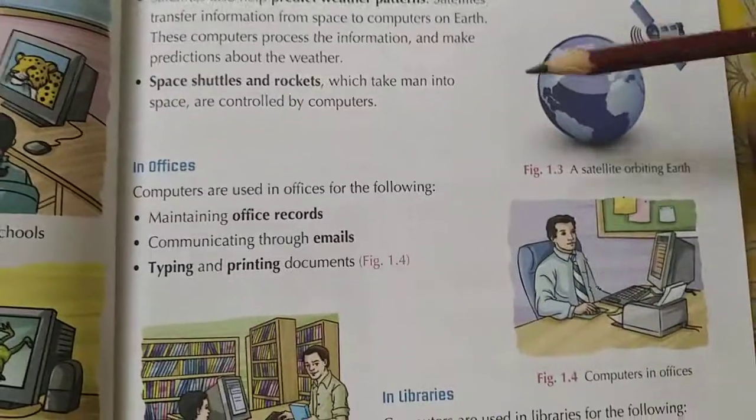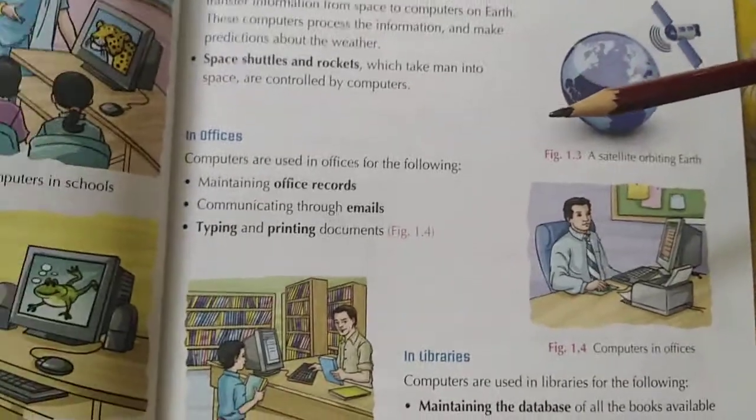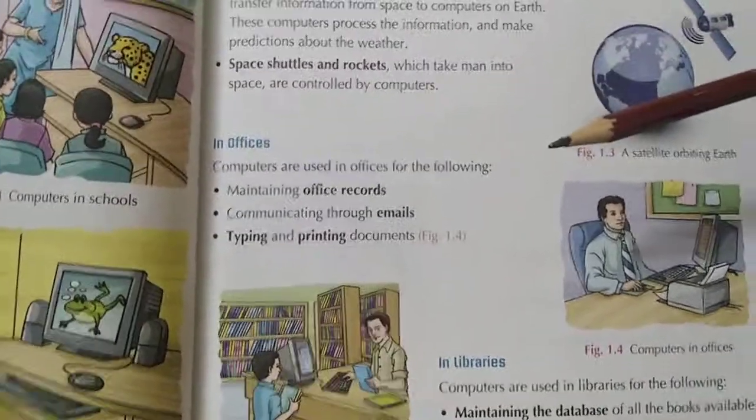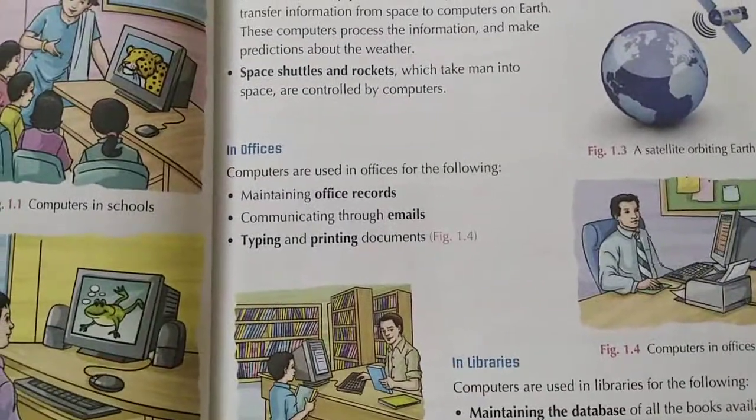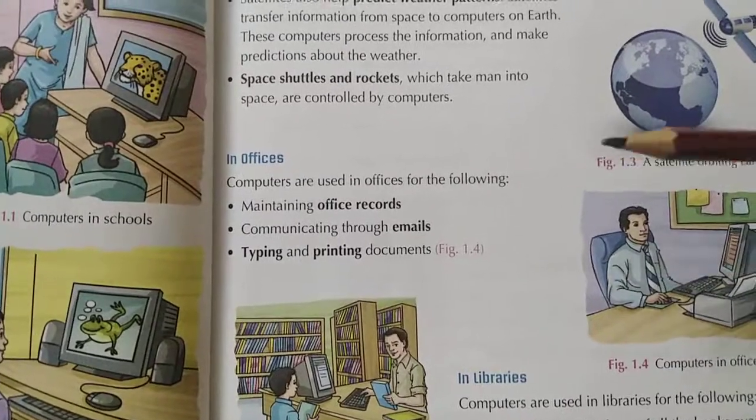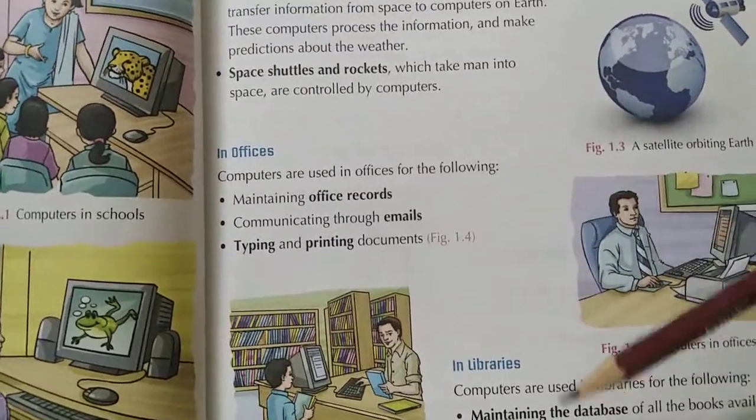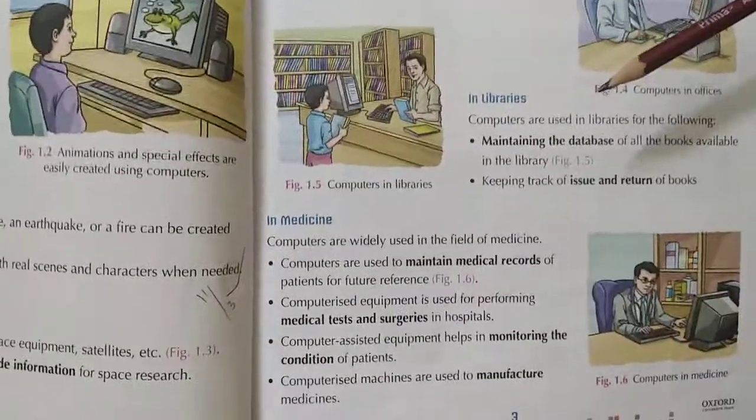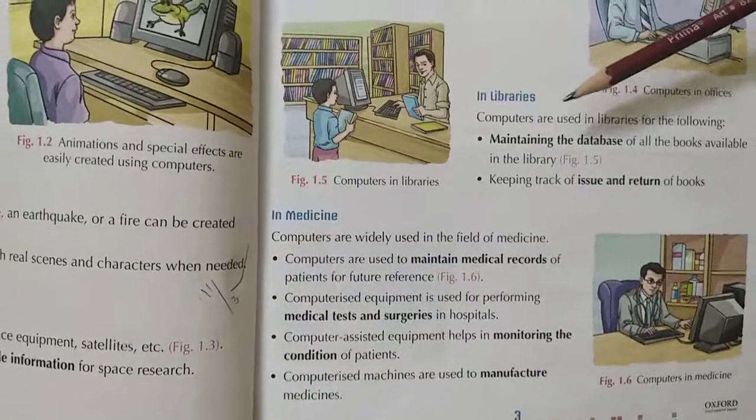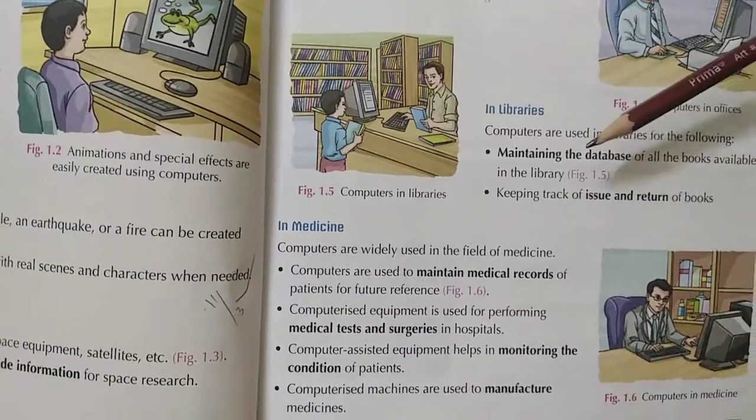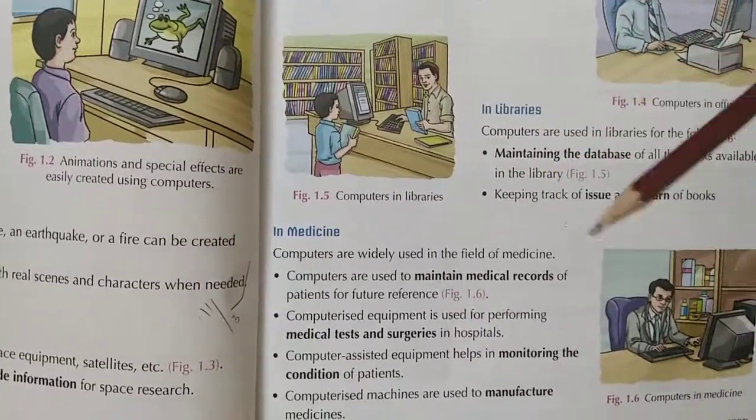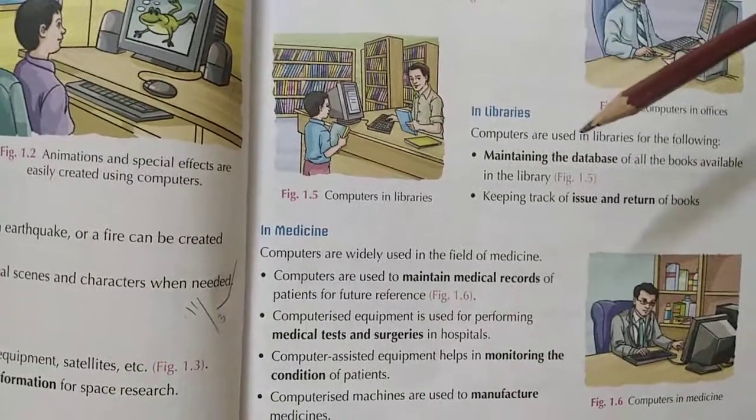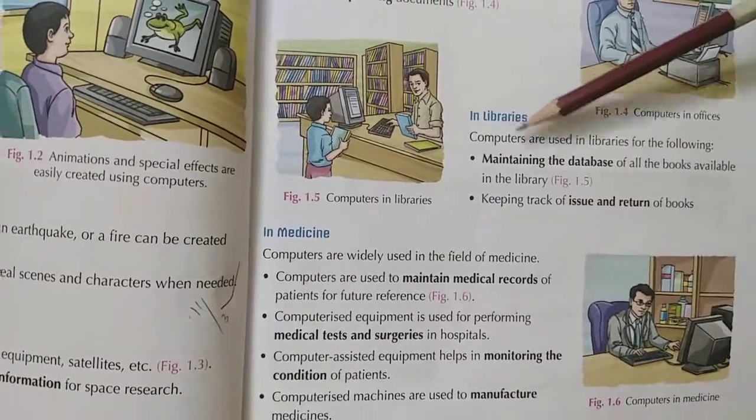Okay, then another use of the computer is in our offices, to do the same things we use the computer for at home. For example, we can maintain records, we can print something, we can send emails, and some other things. Then we use the computer in libraries. In libraries, it is used to maintain the records of the books, that is, which student has taken which book on which date, and when he will return it. All the data is fed or saved in the computers.